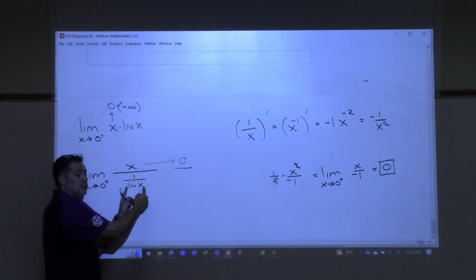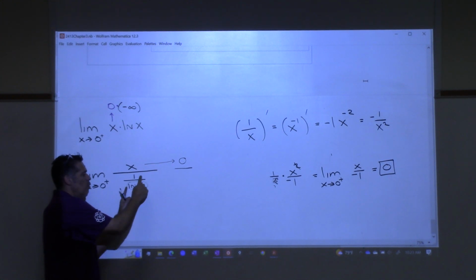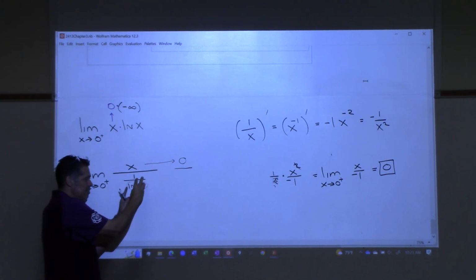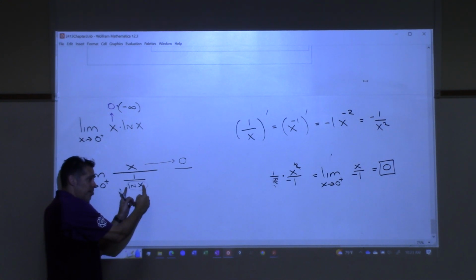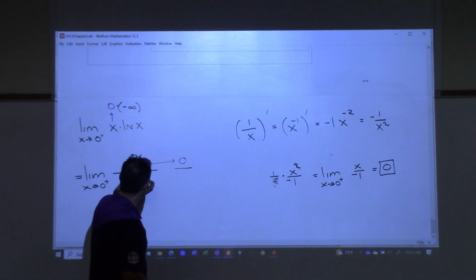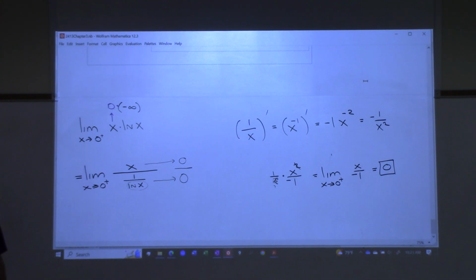1 divided by a huge number. You're thinking huge number divided by 1. What's 1 divided by 10? What's 1 divided by 100? What's 1 divided by 1,000? What's 1 divided by 1,000,000? What's 1 divided by 1,000,000,000,000? What's happening to that? It's getting smaller, right? So 1 divided by negative infinity goes to 0, which means this whole bottom piece is headed to 0. Can you use L'Hopital then? Yeah, 0 over 0, right? So I can use L'Hopital.